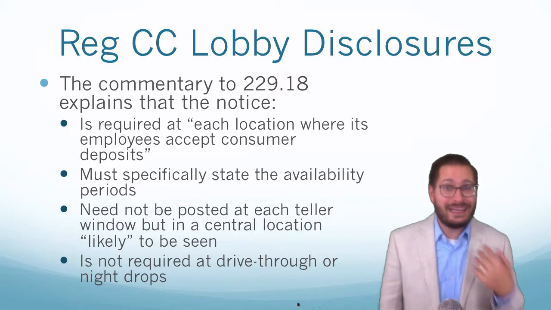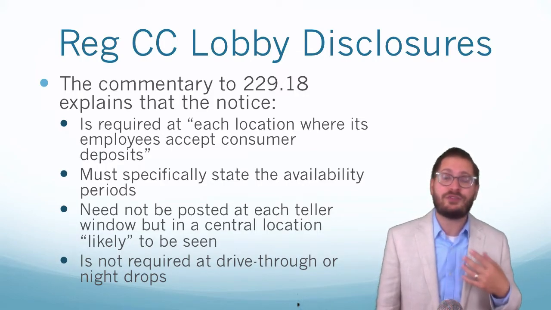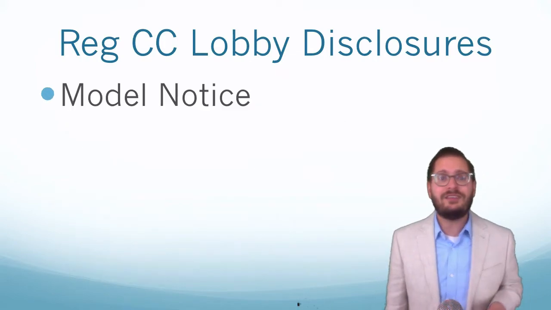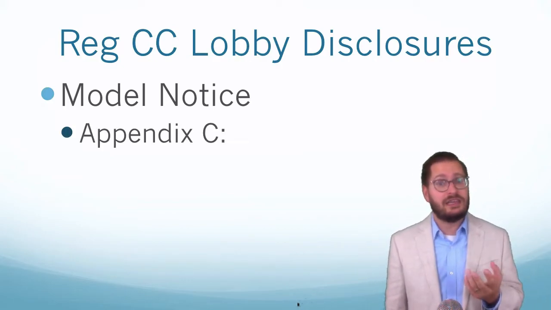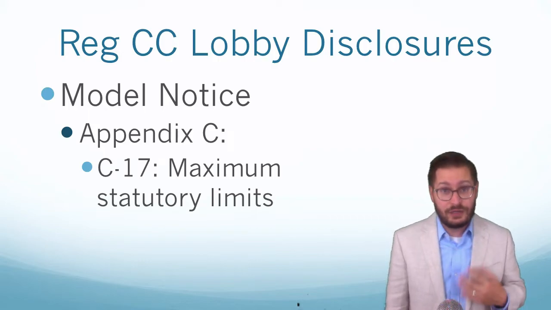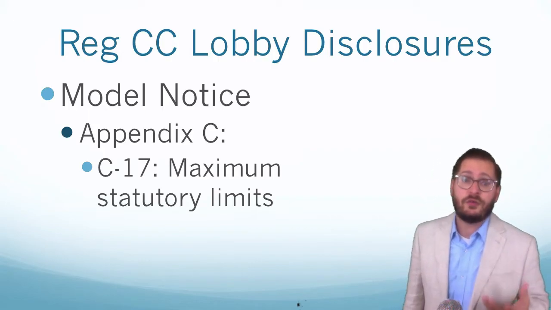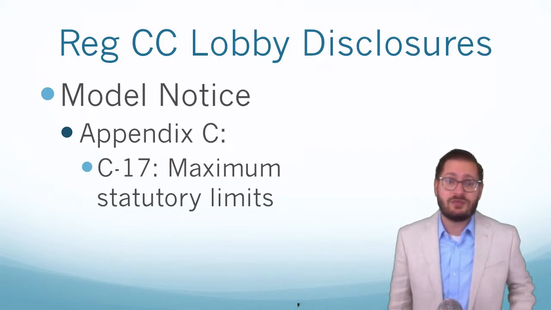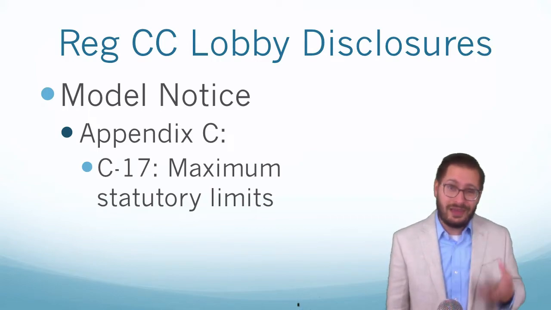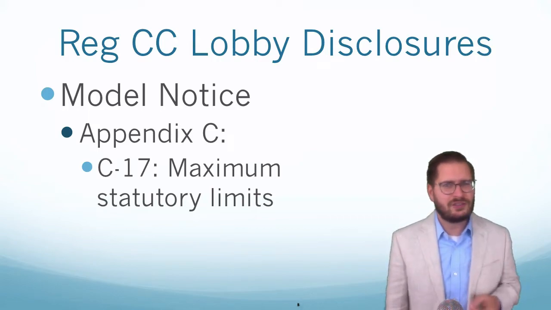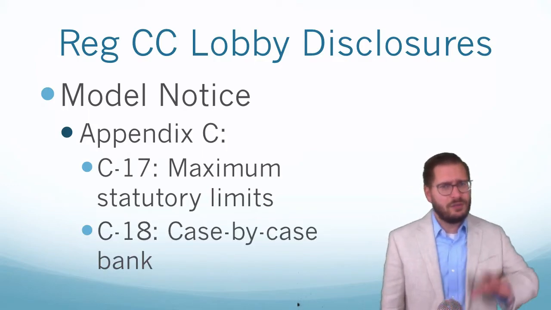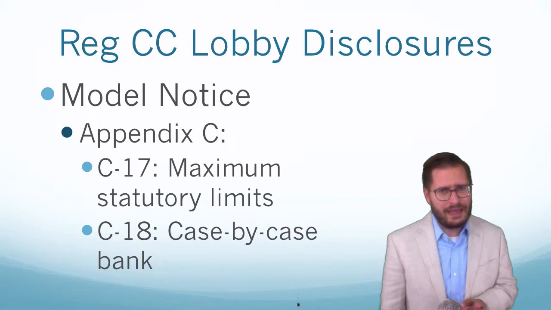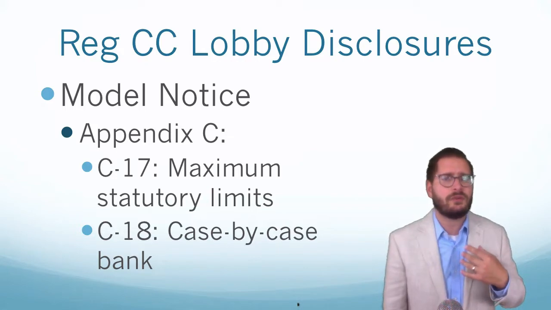Now, what needs to be in the disclosure, or where do we find the language for the disclosure? Well, we find this language in the model notices. These notices are found in Appendix C, and there's actually two different model notices we could use. The first is C17, which is really the maximum statutory limits approach, which most financial institutions don't do. What most banks do, most banks are case-by-case banks, and they would use model form C18.